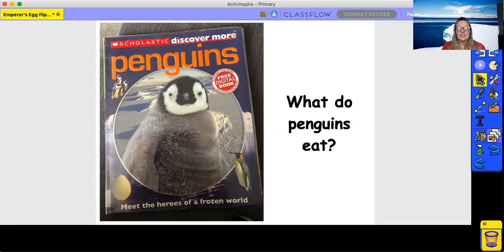So for my research today, I am going to be using a book called Penguins, Meet the Heroes of a Frozen World. Now, this book is also available on our Padlet system for you to use if you want to, but it could be that you would like to use websites or other books that you have at home to help you. For our shared example today, I'm going to be looking at the question, what do penguins eat?